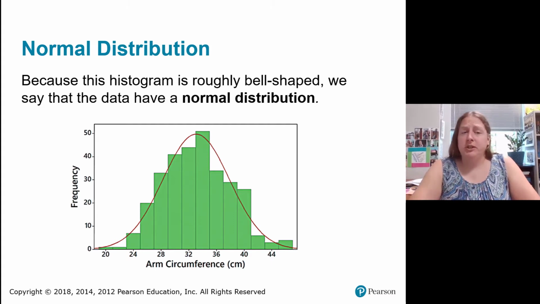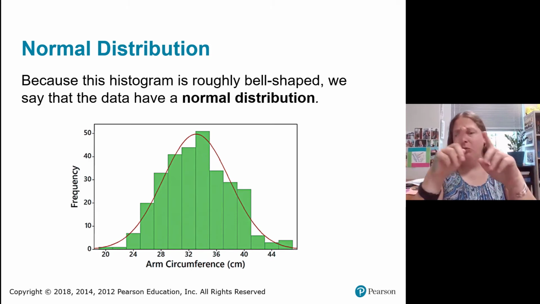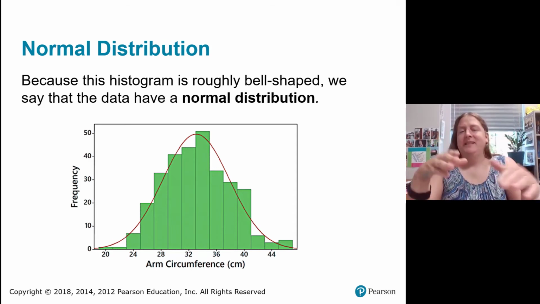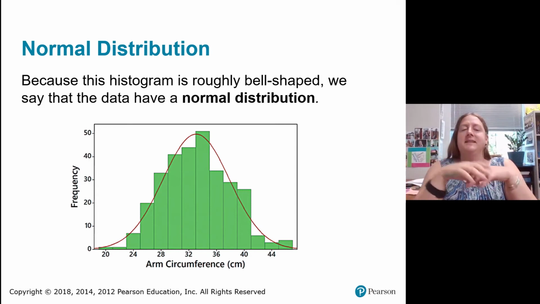So a normal distribution, this is a distribution that has more or less the shape of a bell. You see the red bell drawn into this. All right. Does it have to be perfect? No. But it's more or less that bell shape. So this is an example of a histogram that's roughly bell-shaped, so we would say the data has a normal distribution, or an approximately normal distribution.